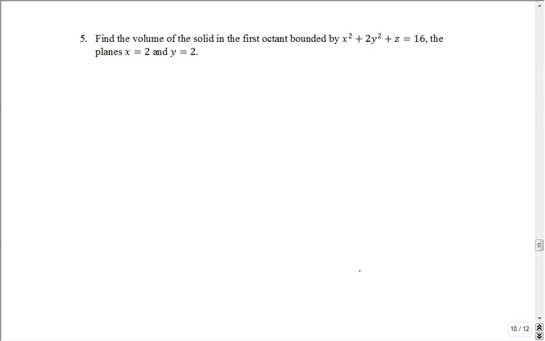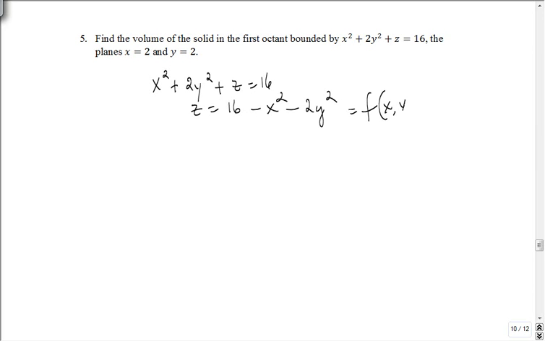All right? Okay, let's find the volume. So now we have this surface. Let's find what z is. So x squared plus 2y squared plus z equals 16 tells me that z equals 16 minus x squared minus 2y squared. So this is your f of xy.